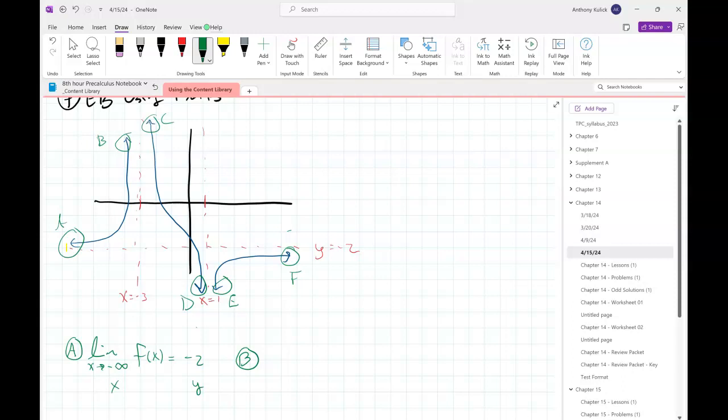All right, for B. Again, anytime I start my limit notation, I'm just going to write that part down right away, and then I'm going to figure out what I need to fill in. So looking at arrow labeled B, what x value is that arrow pointing to? -3, good. And what y value is that arrow pointing to?